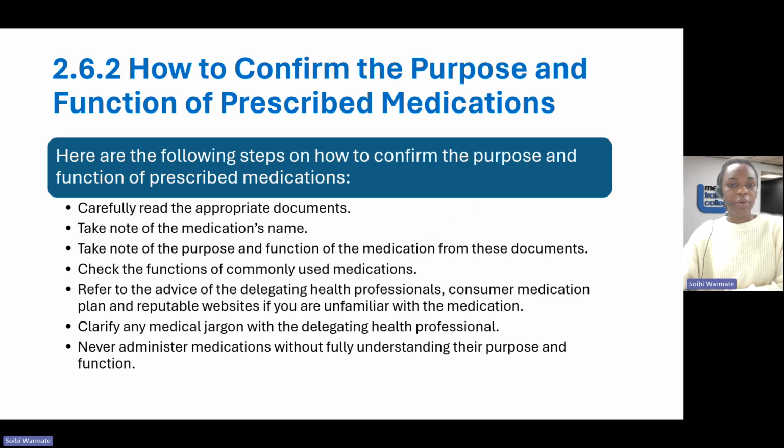How to confirm the purpose and functions of prescribed medications. You need to carefully read the appropriate documents. You need to take note of the medication's name, and take note of the purpose and function of the medication from these documents. You need to check the functions of commonly used medications. You need to refer to the advice of the delegating health practitioner, confirm the medication plan, and use reputable source websites if you're not familiar with the medication. You also need to clarify any medication jargon with the delegating health practitioner or professional, and never administer medication without full understanding of the medication's purpose and function.